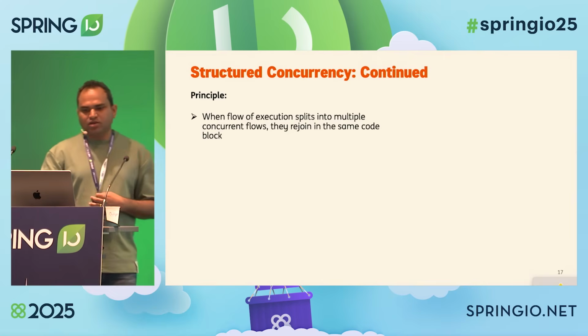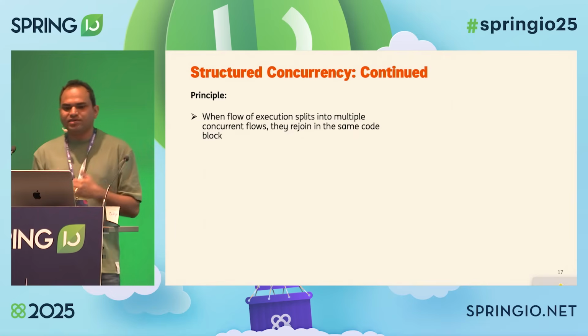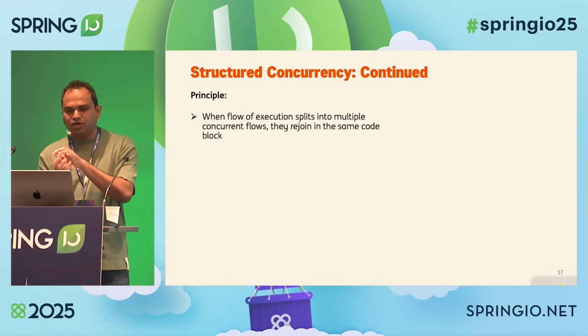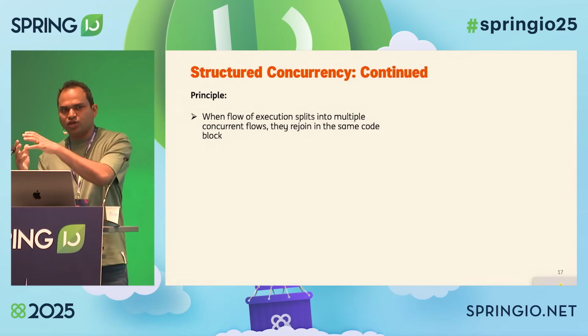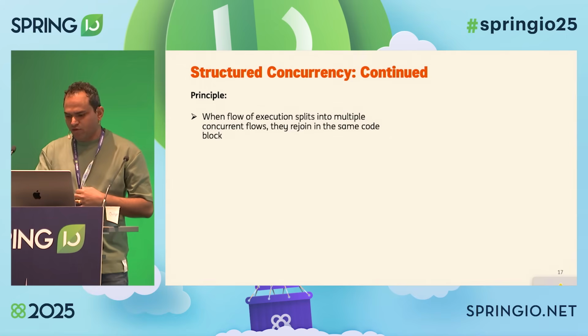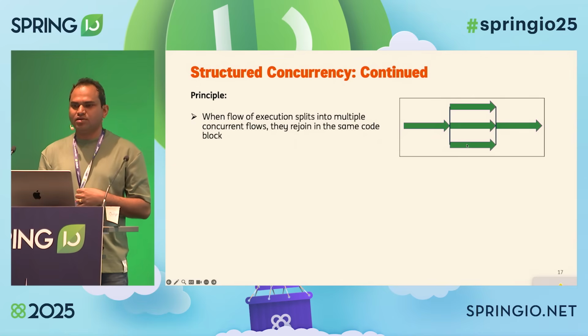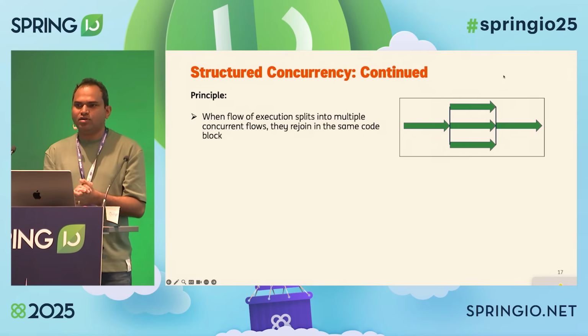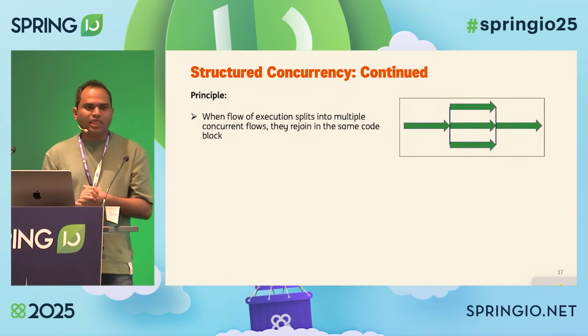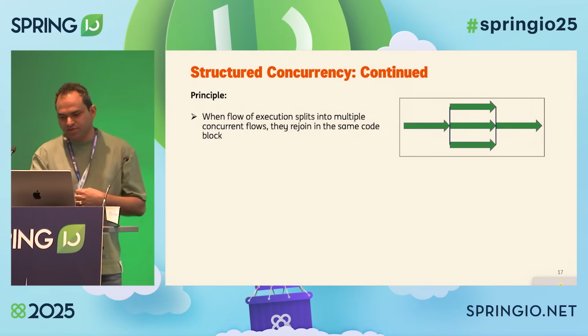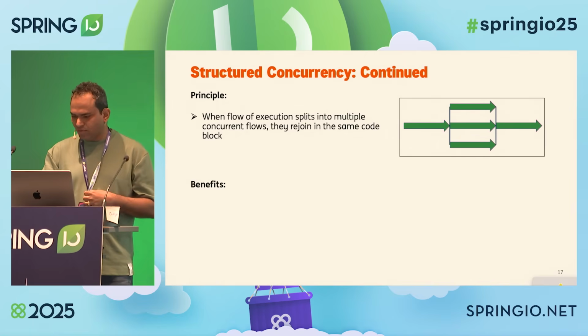But some more things about structured concurrency. So the principle here is that when the flow of execution splits into multiple concurrent flows, they rejoin in the same code block. For example, here we have a main task which is creating 3 subtasks. So this forking and joining happens in the same code block. We'll see that with an example. And this brings some advantages. So this gives us certain benefits.